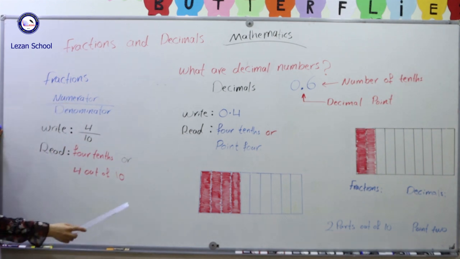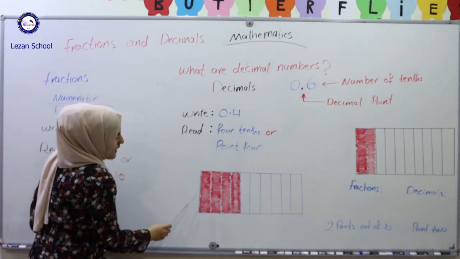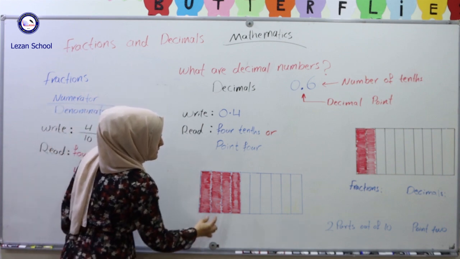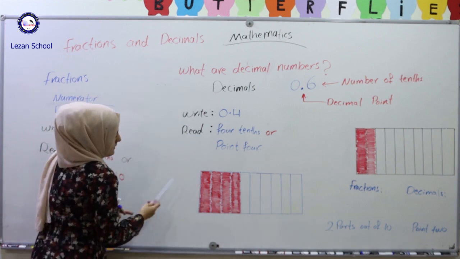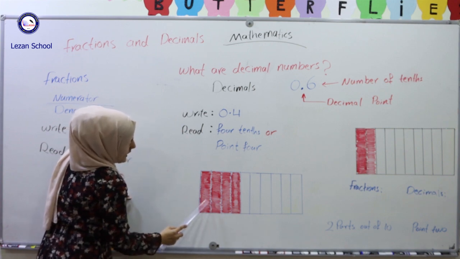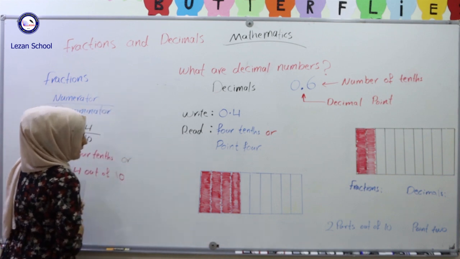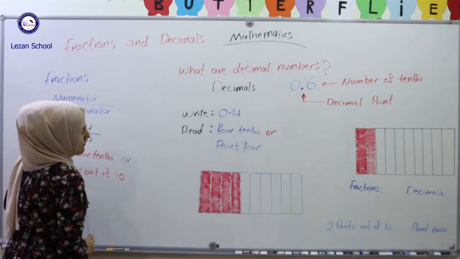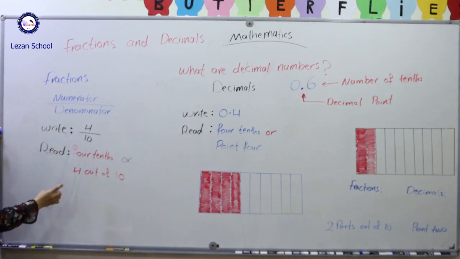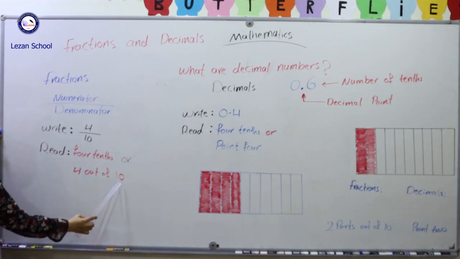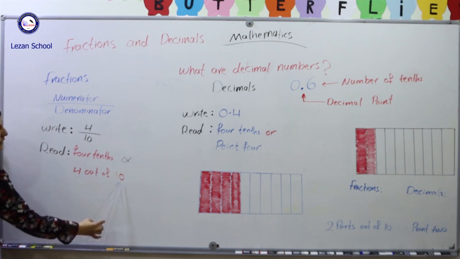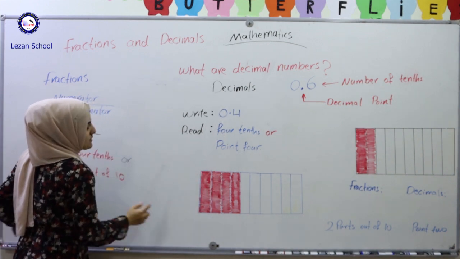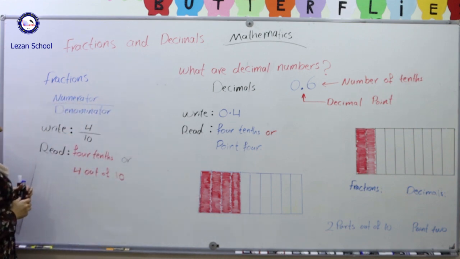For example, if you look at this whole, every time our denominator is 10. Our figure is divided into 10 parts. Look here, students. In this figure, we have 1, 2, 3, 4 parts shaded out of 10 parts. In fractions, we say 4 out of 10 parts have been shaded. But in decimals, we say 0.4 parts have been shaded in.